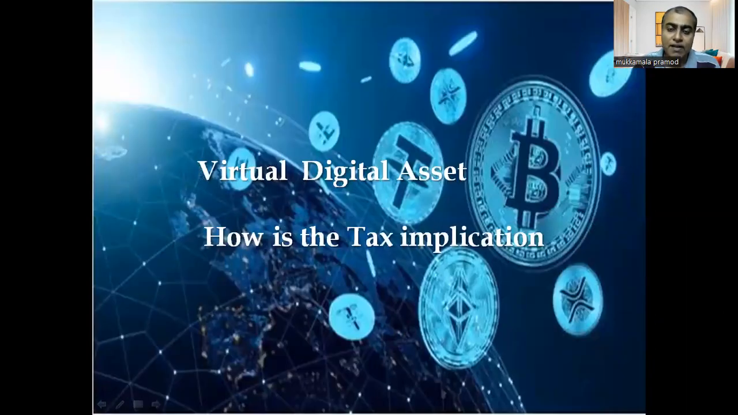So recently, from the financial year 22-23, the Indian government has introduced a tax mechanism to tax the trades and investments which happen in the case of virtual digital assets. So let's have a deep look at that.